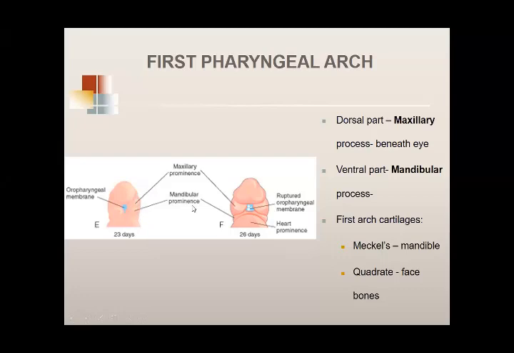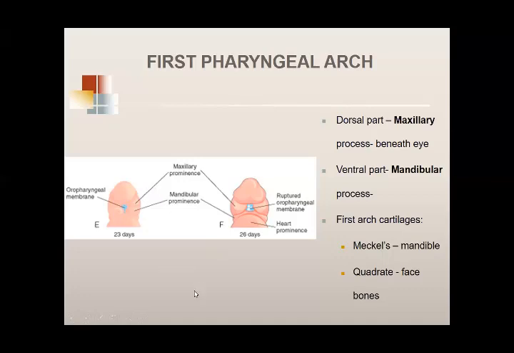ये सारी, ये developing heart है. This is the first arch. ये इसका maxillary prominence है, ये mandibular prominence है. Between the two, you have the oropharyngeal membrane.